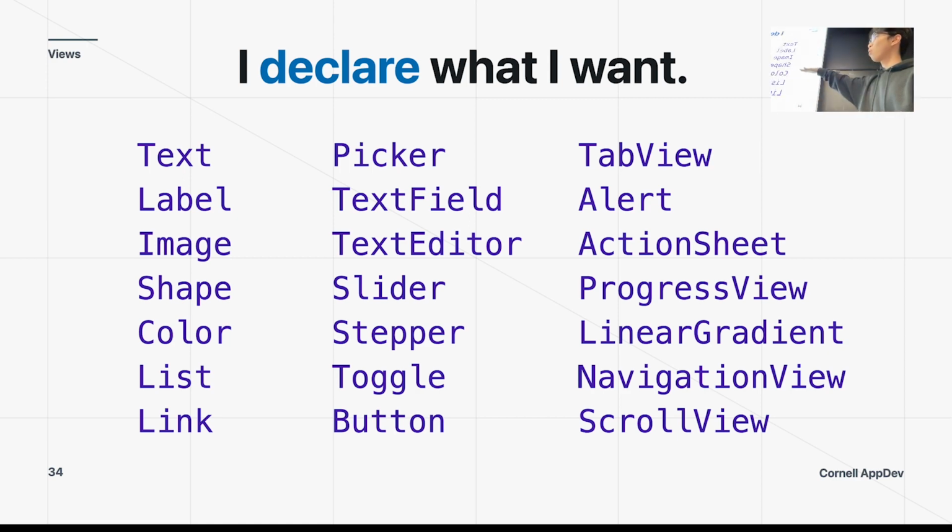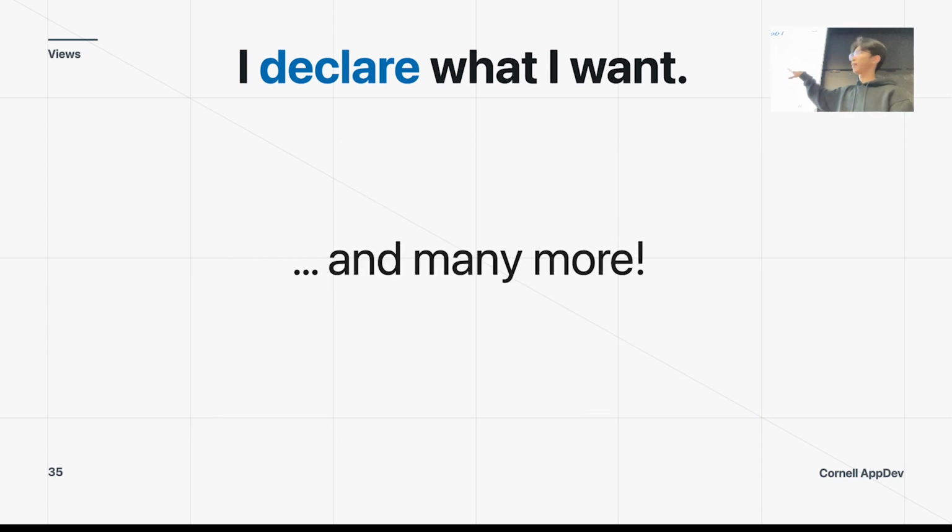So these are just a few of all the views that SwiftUI provides. So if I wanted a list, give me a list. If I wanted a button, just say button and it gives you a button. And there's a lot more to it.